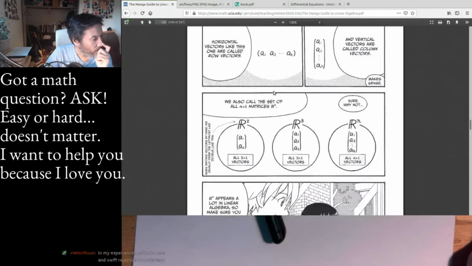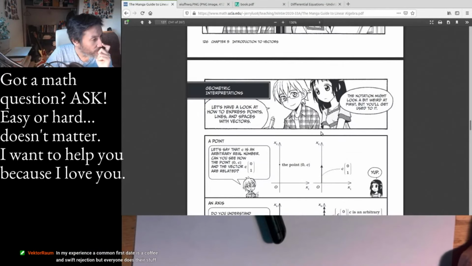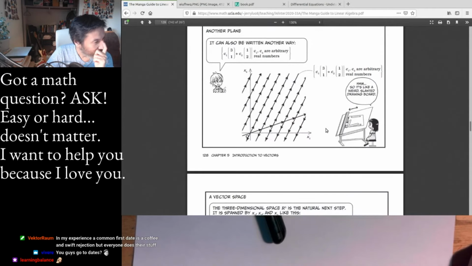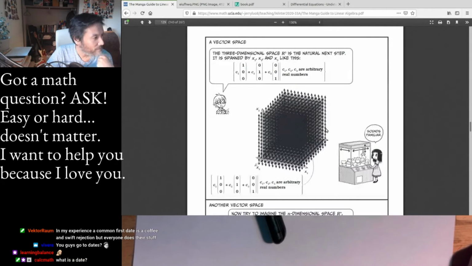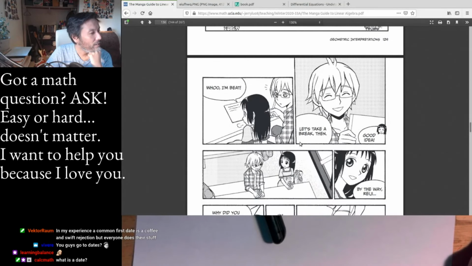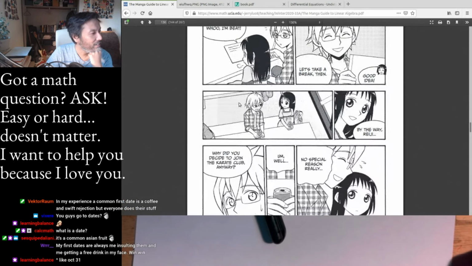Oh my god, there's so much math. What in the hell is this? Oh, it's supposed to be like span. I'm beat. Let's take a break then. Good idea.